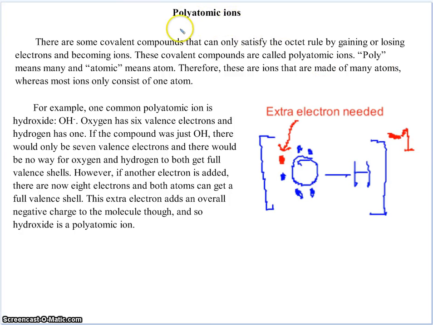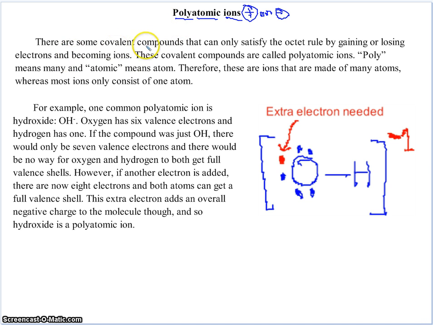Polyatomic ions. Okay, I know ion is like positive or negative. Polyatomic, I know what an atom is. It's a piece of an element, the smallest type of element you can get, a combination of protons, electrons, all that stuff. And then poly, I know from geometry, poly means many, like a polygon means many sides.